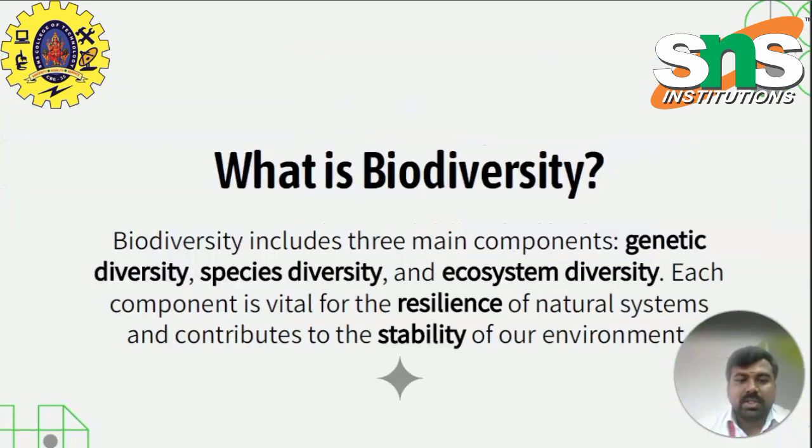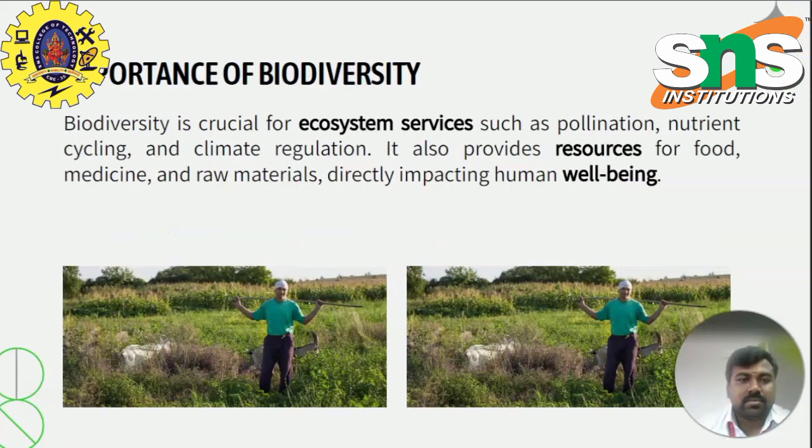Biodiversity includes three main components. One is genetic diversity, which is the diversity within the plant species. Then species diversity is between the species, and ecosystem diversity is between the ecosystems of the plant system. Each component plays a vital role in the resilience of the natural system and contributes to the stability of our environment. So, the importance of biodiversity.